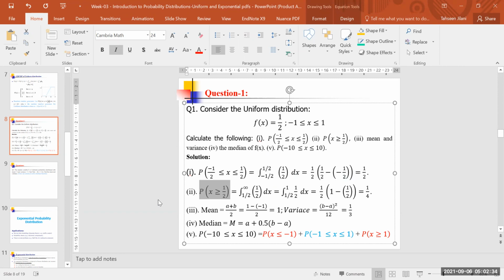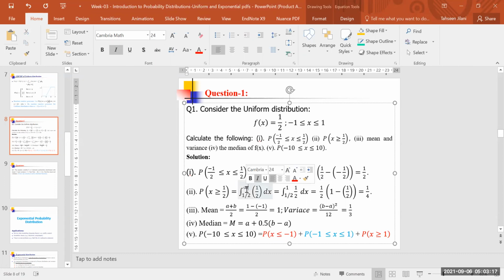For x greater than or equal to half, that means from half to infinity. The problem is that we do not have an upper limit of infinity in this case. The upper limit in this case is +1, so I put it here like this, half to 1. I am not using infinity. I just showed infinity to say that when it says x greater than or equal to half, it means from half to infinity. But because your function is only available from -1 to +1, I replaced this infinity with 1.